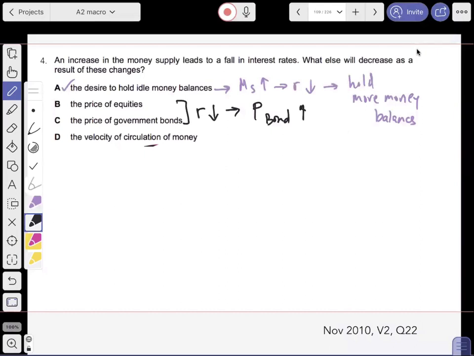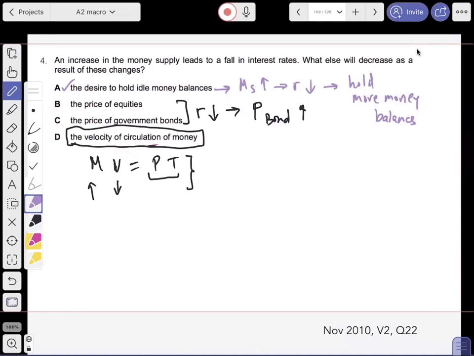Then comes velocity of circulation, which is probably where I'll agree with Daniel that MV is equal to PT. And if P and T are constant, if money supply goes up, velocity goes down. And here we are basically agreeing with the monetarist view. But because A, B, and C are definitely not right, as we saw, D will be the right answer from that perspective. And that's why I'll go for D. But I'm assuming in D that P and T are constant. So that's one assumption I have to make in order for, when M goes up, V to go down. So more notes are there.